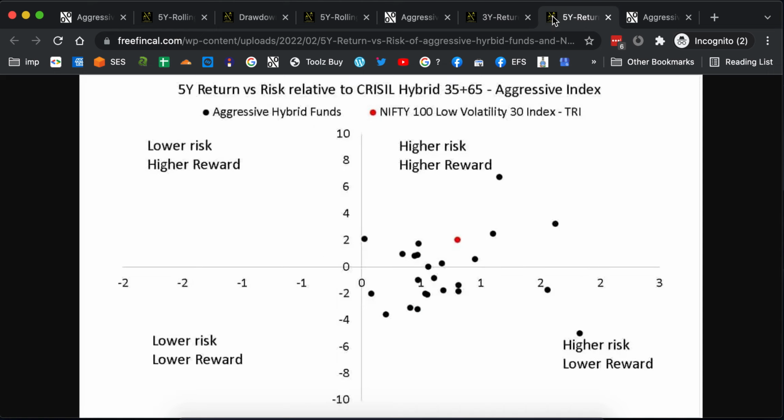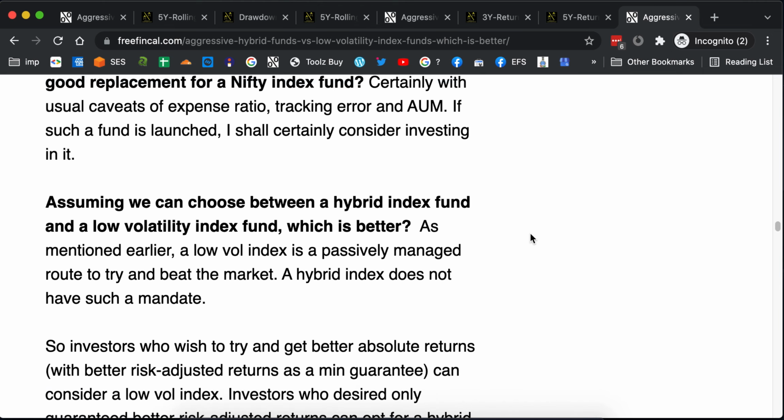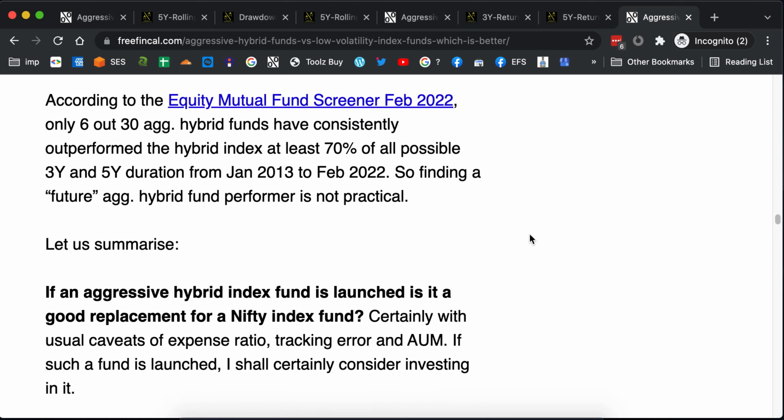The situation is more or less the same over 5 years, and you can see that again the low volatility index has done better. However, if you look at the rolling returns with respect to CRISIL hybrid index, very few funds have done better. That is, if you look at our monthly mutual fund screeners, only 6 out of the 30 available aggressive hybrid funds have consistently outperformed the hybrid index. So it is not easy to find a good actively managed hybrid fund. So that's also a problem.